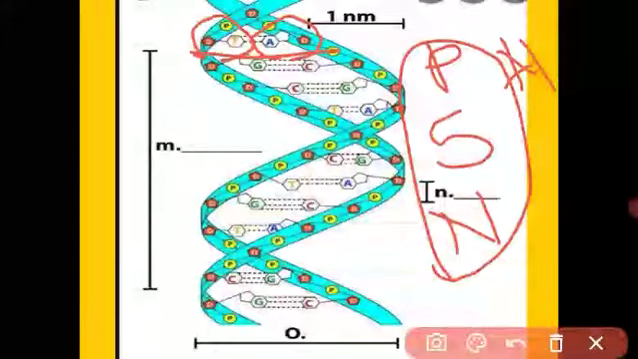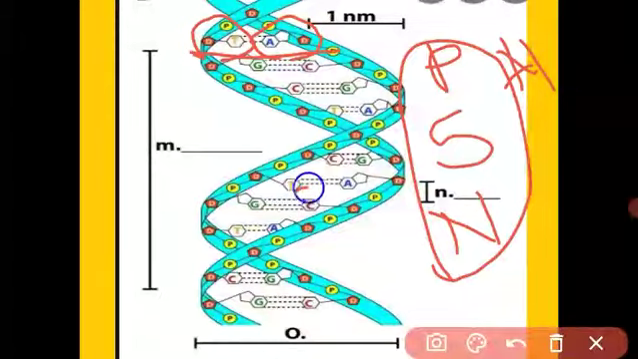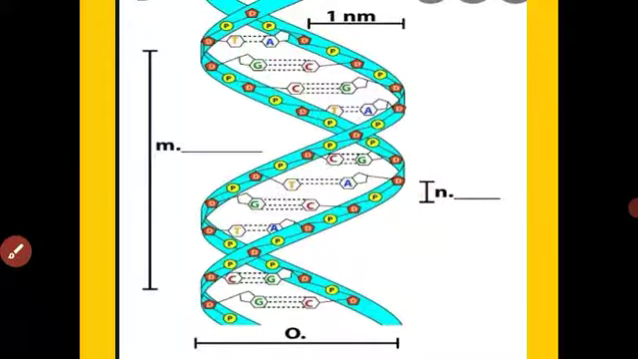There are 4 nitrogenous bases: adenine, thymine, guanine, and cytosine. Adenine always pairs with thymine and guanine always pairs with cytosine. Understood, student? What is DNA? DNA means repeating nucleotides.